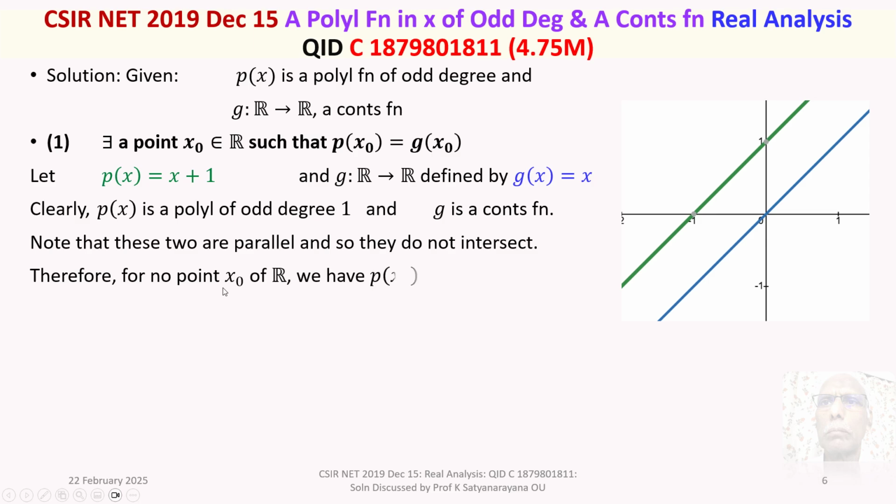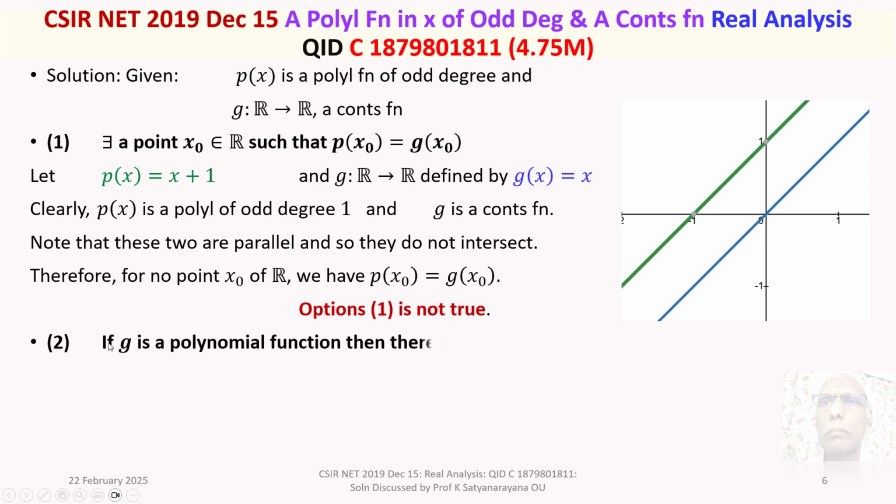Therefore, no point x0 of R will satisfy p of x0 is equal to g of x0. Such a common point is not there. So, option 1 is not true. We move on to option 2.